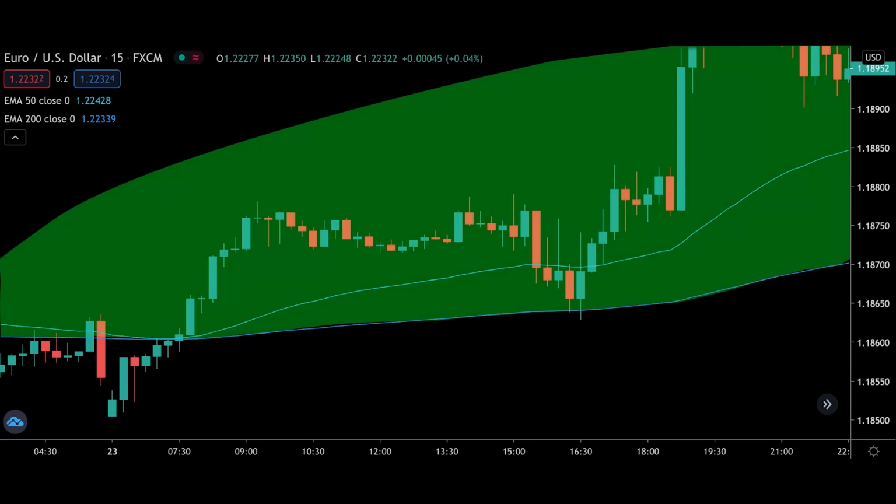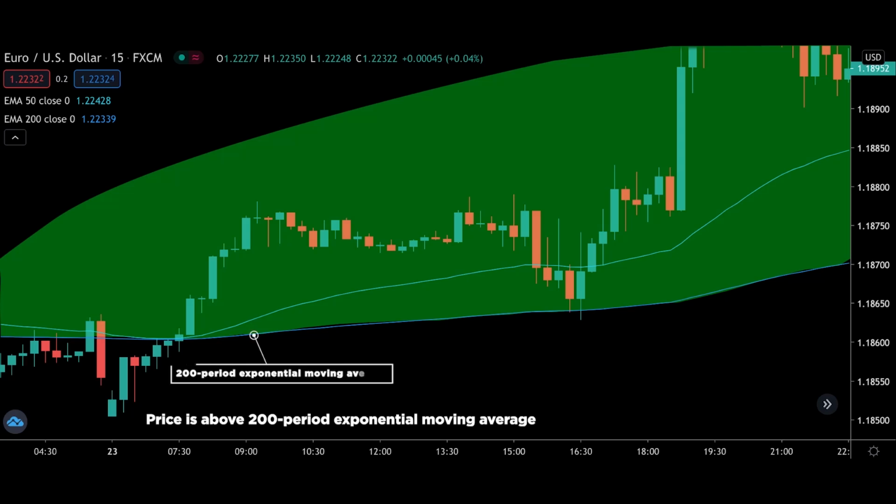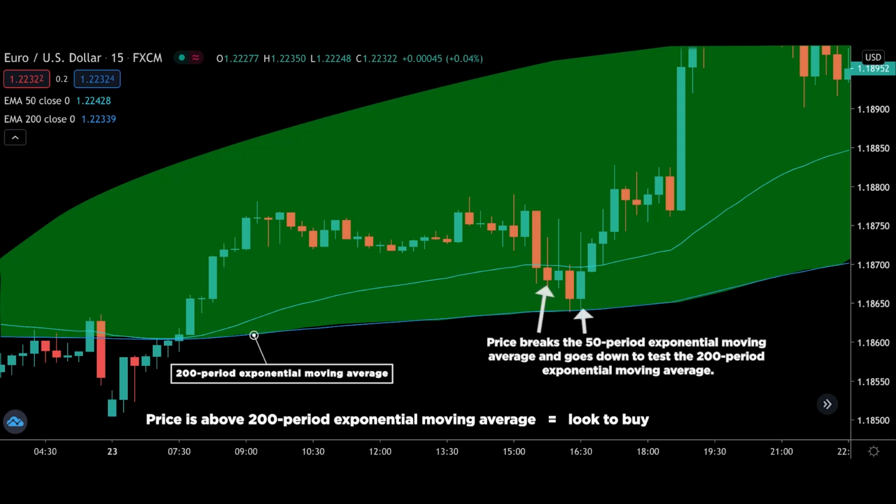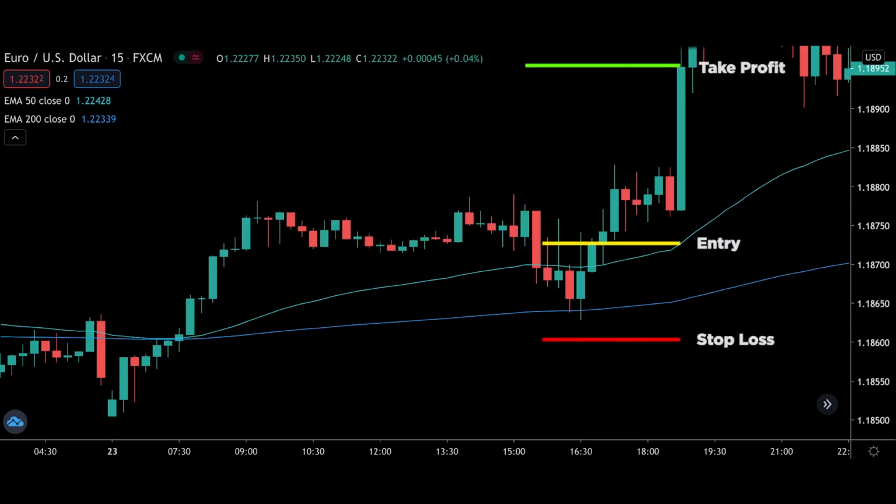This case study is similar to the previous one, except that price does eventually break back above the 50 period exponential moving average. We see that price is hovering above the 200 period exponential moving average, so we only want to be looking for long opportunities. Price retraces to the 50 period exponential moving average, breaks it and goes further down to test the 200 period exponential moving average. Price finds support and starts to bounce and eventually breaks the 50 period exponential moving average to the upside. In this case, we can enter upon the break of the 50-period exponential moving average.